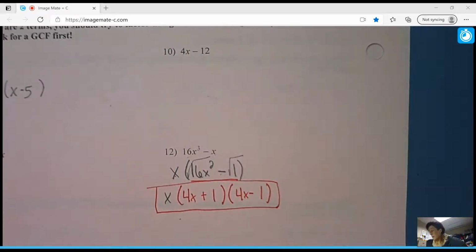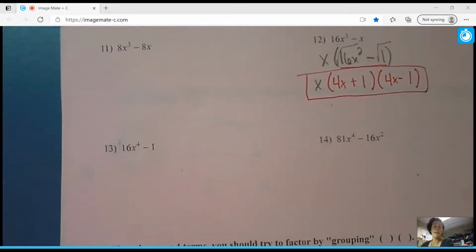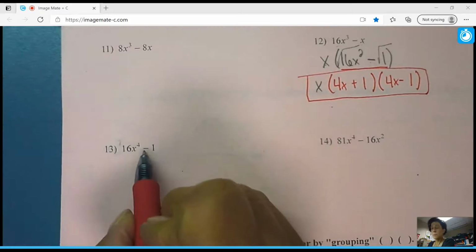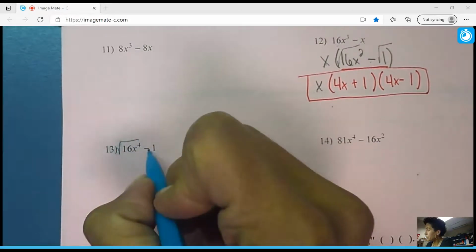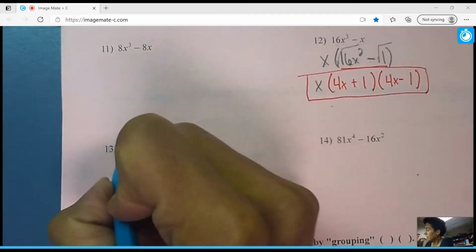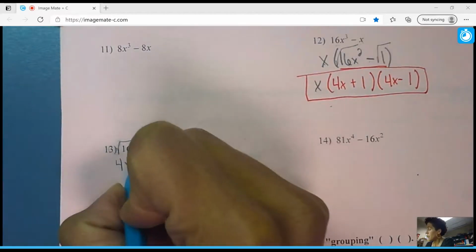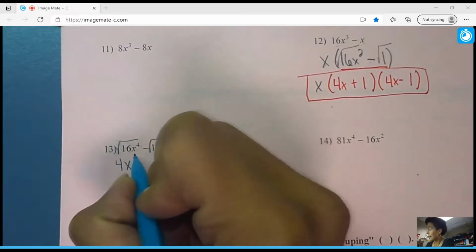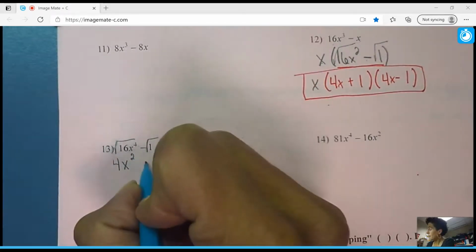So I think for this one, I'm going to do one more with you, and it's going to be 13. And let's talk about what if there's an exponent that's not a 2, because that's going to happen in this chapter. So this is still a difference of squares because there's a difference. And then these actually do have square roots. So when you take the square root of 16, you get 4. And when you take the square root of x to the 4th, you're actually just cutting that exponent in half. So it becomes x squared. And then the square root of 1 is 1.